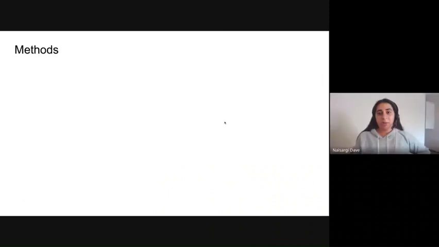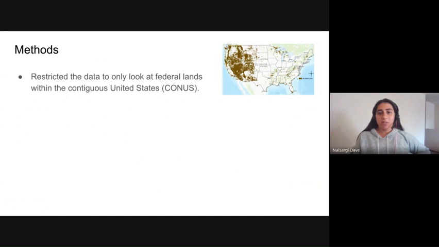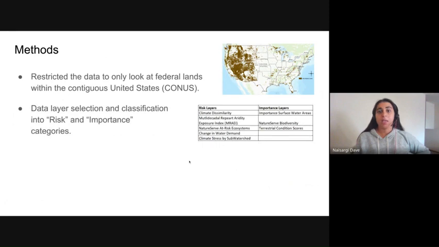Now we're going to talk about our data methods. We focused our analysis on just the US federal lands within the contiguous United States, where the National Forest Service can quickly implement climate adaptation strategies. Next, we categorized these layers into either risk or importance clusters, where we considered risk as layers that displayed a future impact associated with different climate change factors, or our Jenga blocks.